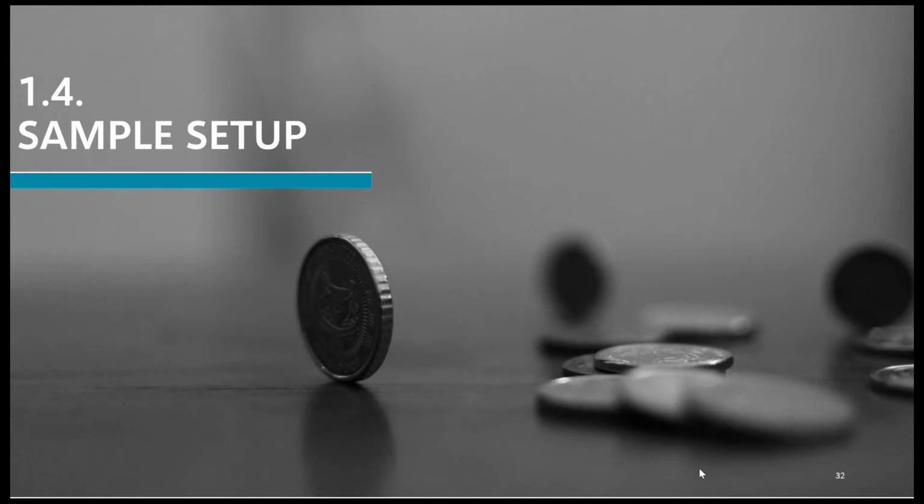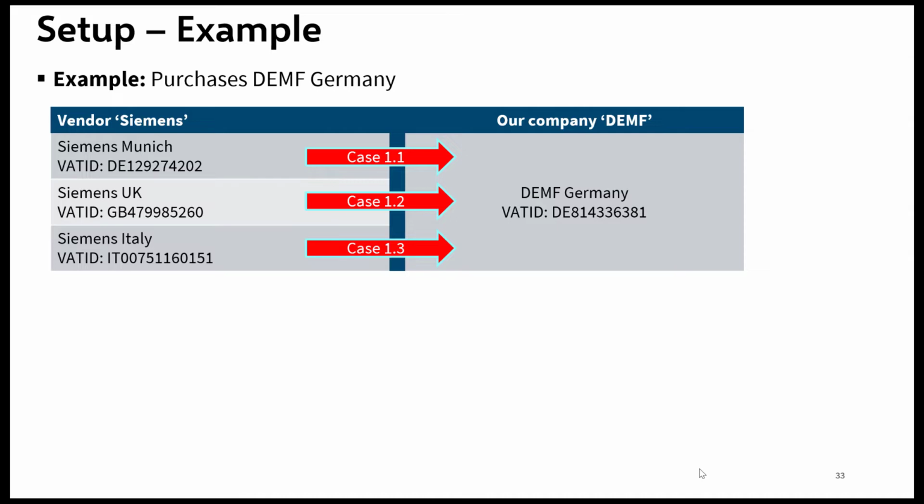Okay. So then let's have a look at the sample setup that I made. As I said, we have a single vendor that we use, Siemens, and I want to differentiate 3 simple cases. First one is we buy from Siemens Germany. So DE is for Deutschland or Germany. They buy from a German vendor.